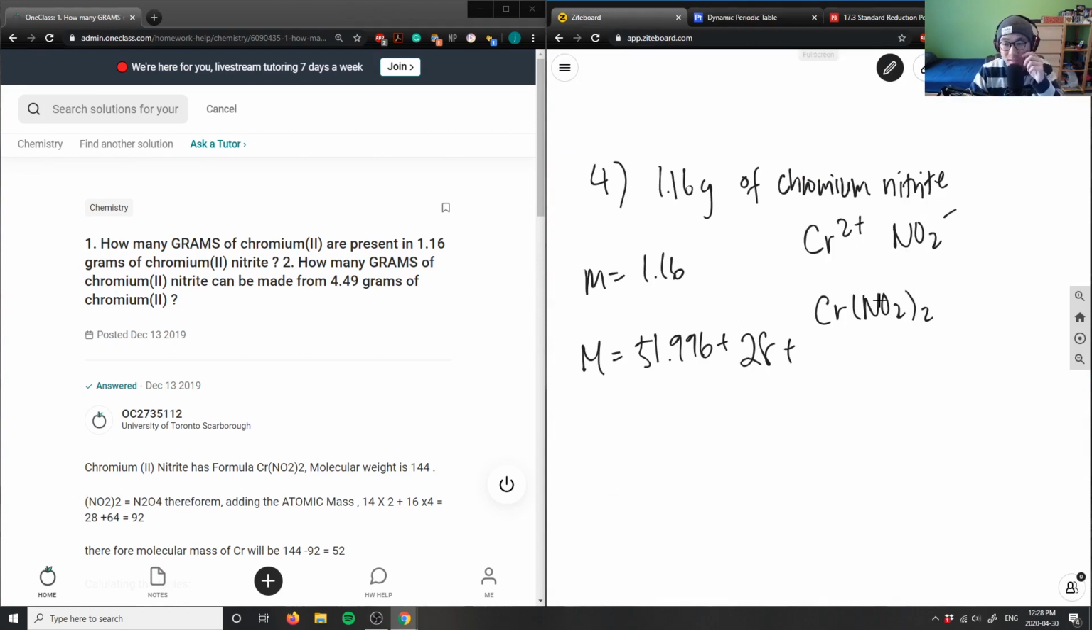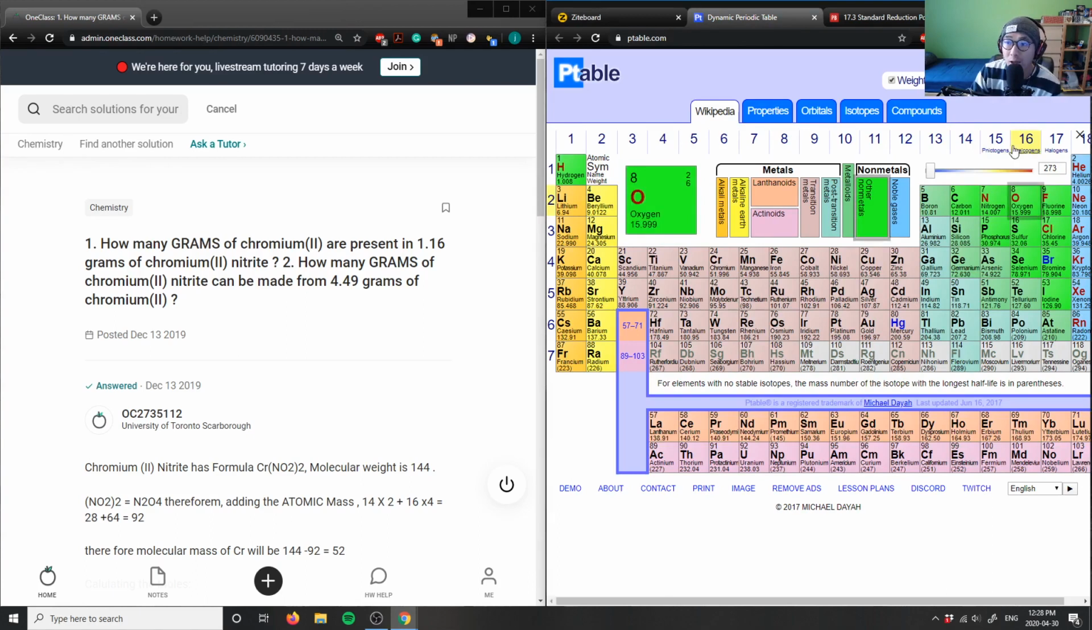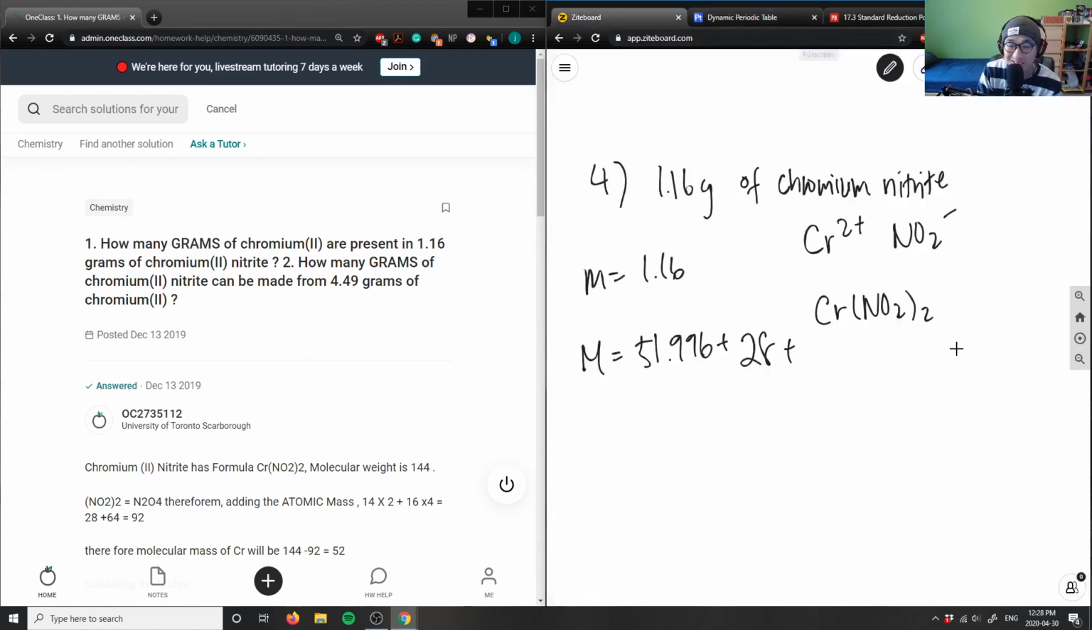And then here, oxygen, it's O2, and I have another 2, which means I'm going to have O4 here. So O4, again, my oxygen here has a molar mass of 16. So 16 times 4 would give me 64 grams per mole, right? 64 grams per mole. I'm going to sum all this up to give me my total molar mass for chromium nitrite. I'm going to get 51.996 plus 28 plus 64, which will give me 140.996 grams per mole. So 140.996 grams per mole.